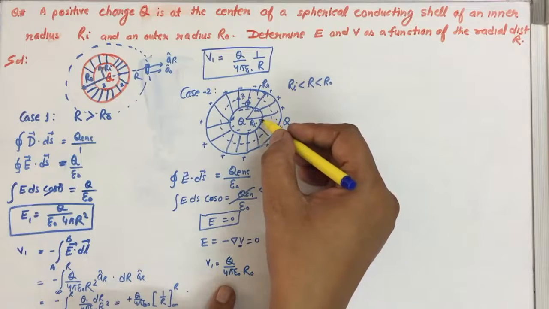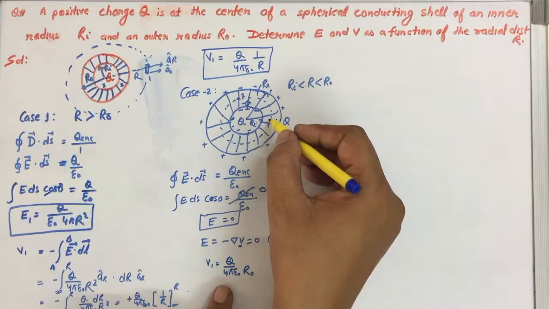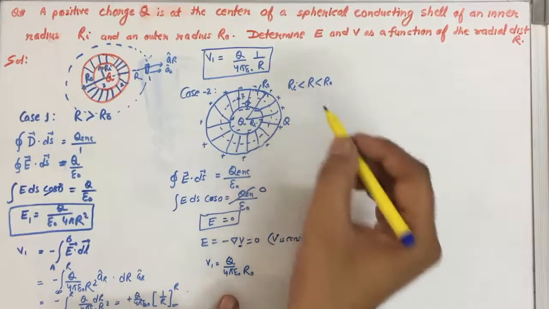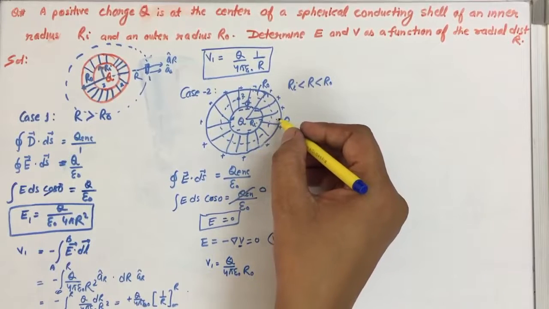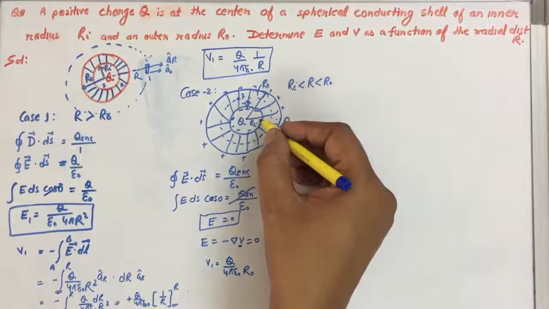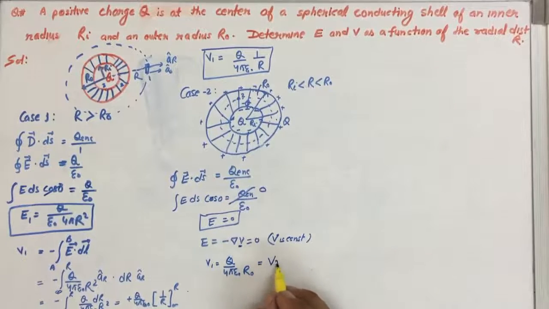And if we consider any point at the surface here, just at the surface, again it will be considered as the same potential as it is here. So if we consider any point V2, point 2 between this to this, then we can say V2 will be equal to Q by 4 pi epsilon naught R0. This will be. Now consider case 3.